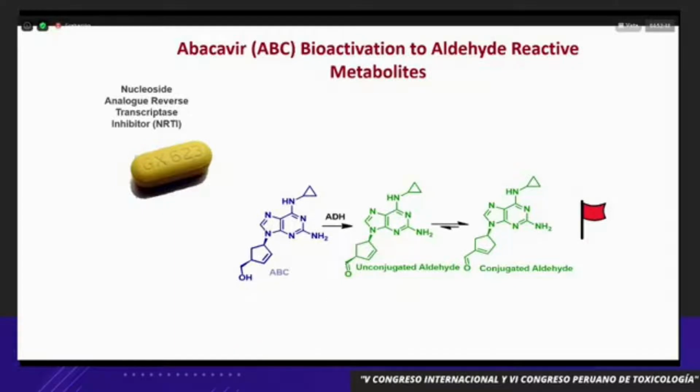When we started studying this drug, it was already known that abacavir could be metabolized by alcohol dehydrogenases to halide metabolites, the unconjugated and the conjugated halide. For us, these constituted a red alert flag in terms of structure, because we know that halides can react with the amine residues of proteins, leading to the formation of covalent adducts. But at this time, this was only a hypothesis, so we decided to investigate if this could indeed occur.